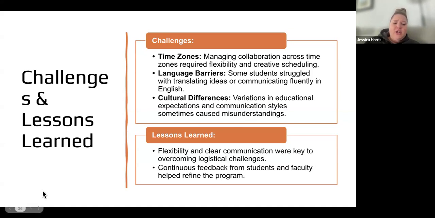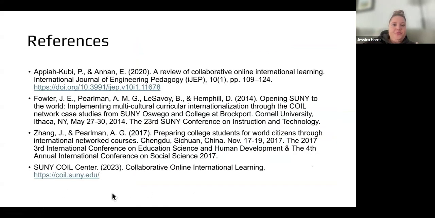And the overall lessons learned that we found, really flexibility, clear communication, clear guidelines, are very important in helping the students overcome logistical challenges, whether it's with technology, what's expected of the assignments, and also continuous feedback, from not only the students, but also us as faculty to the students, really helped in refining the overall program.